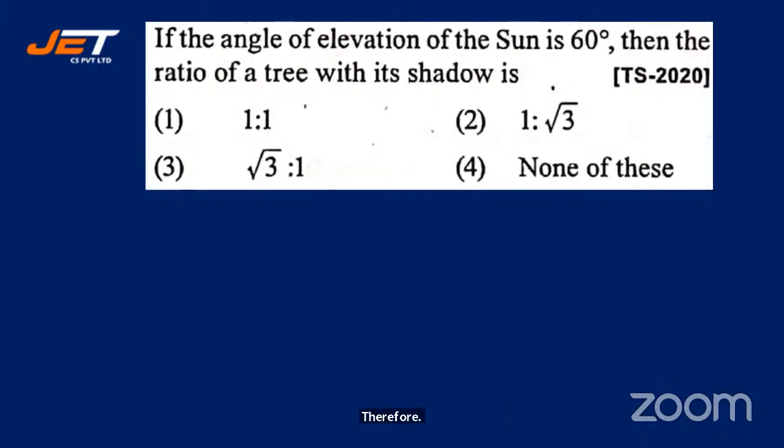If the angle of elevation of the sun is 60 degrees, then the ratio of a tree to its shadow is dash. All right. So quickly do it and tell me. So here you are dealing with, what is the opposite side and adjacent side? This is tan. All right. See here.